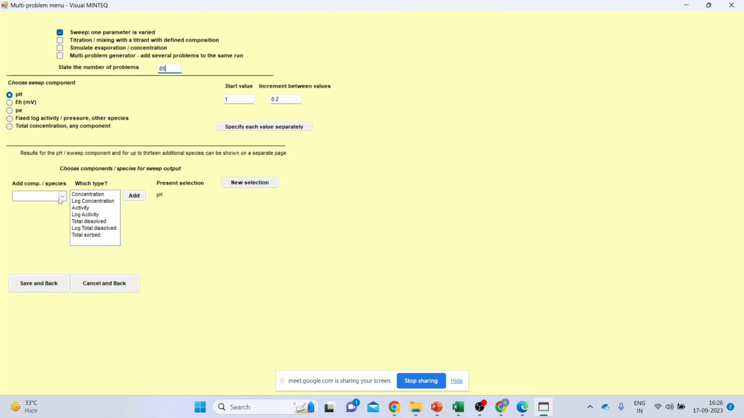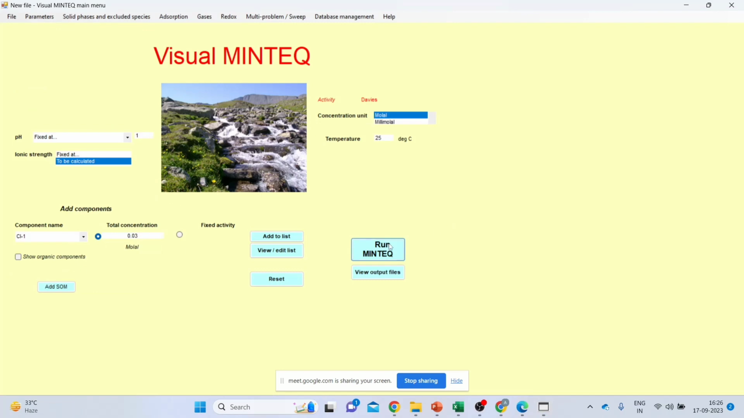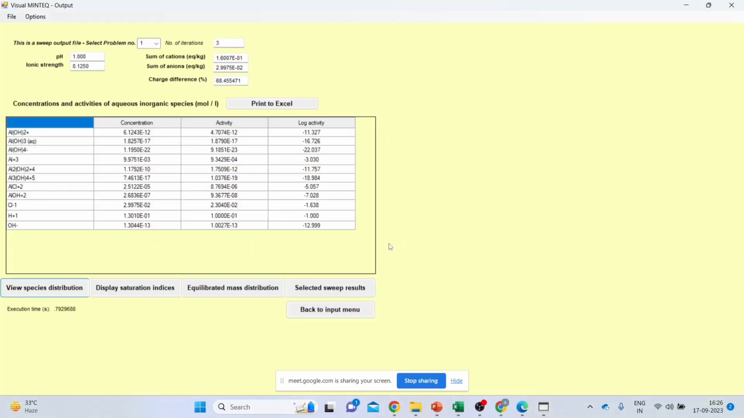Let's add all the species which we want to see. Let's start with Al3 plus concentration. Okay, we can then directly add the solid phase AlOH whole 3 and see what is happening to this. We will save and we will simply run the Minteq. So we have started with pH 1.